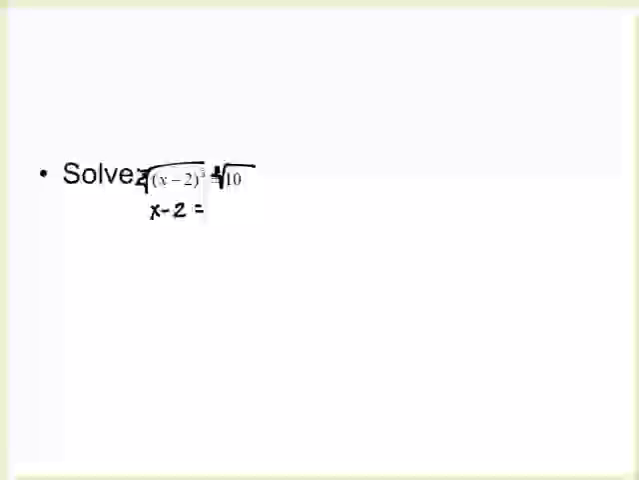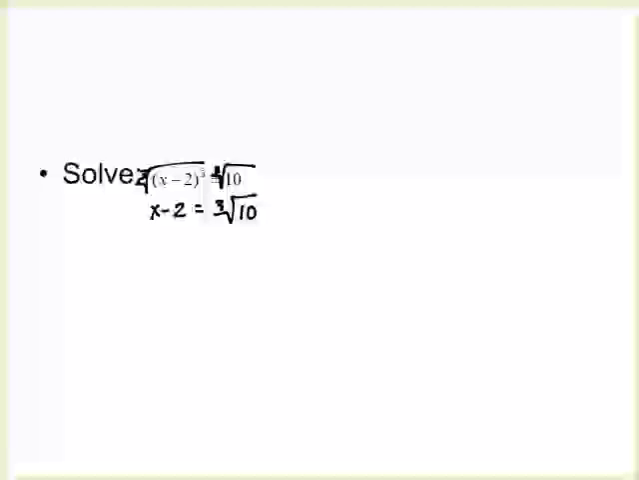What number times itself 3 times is 10? Okay, 1 times 1 times 1 is 1. 2 times 2 times 2 is 8. 3 times 3 times 3 is 27, and I just missed 10. So it must be that it's not pretty, and since the directions didn't say estimate, we're not going to make a decimal, we're just going to leave it the third root of 10.